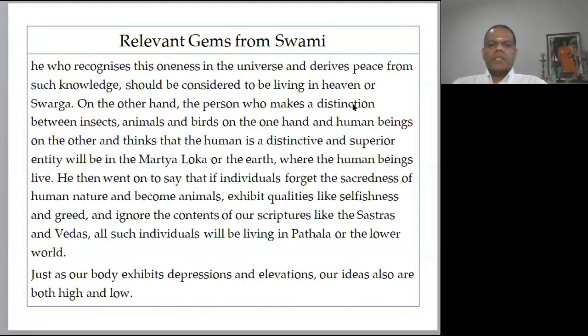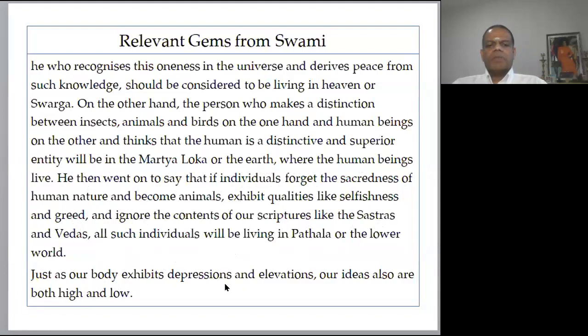On the other hand, the person who makes a distinction between insects, animals, and birds on the one hand and human beings on the other hand, and thinks that the human is a distinctive and superior entity, will be in Martya Loka, or the earth, where the human beings live. He then went on to say that if individuals forget the sacredness of human nature and become animals, exhibit qualities like selfishness and greed, and ignore the contents of our scriptures like the Shastras and the Vedas, all such individuals will be living in Patala, or the lower world.